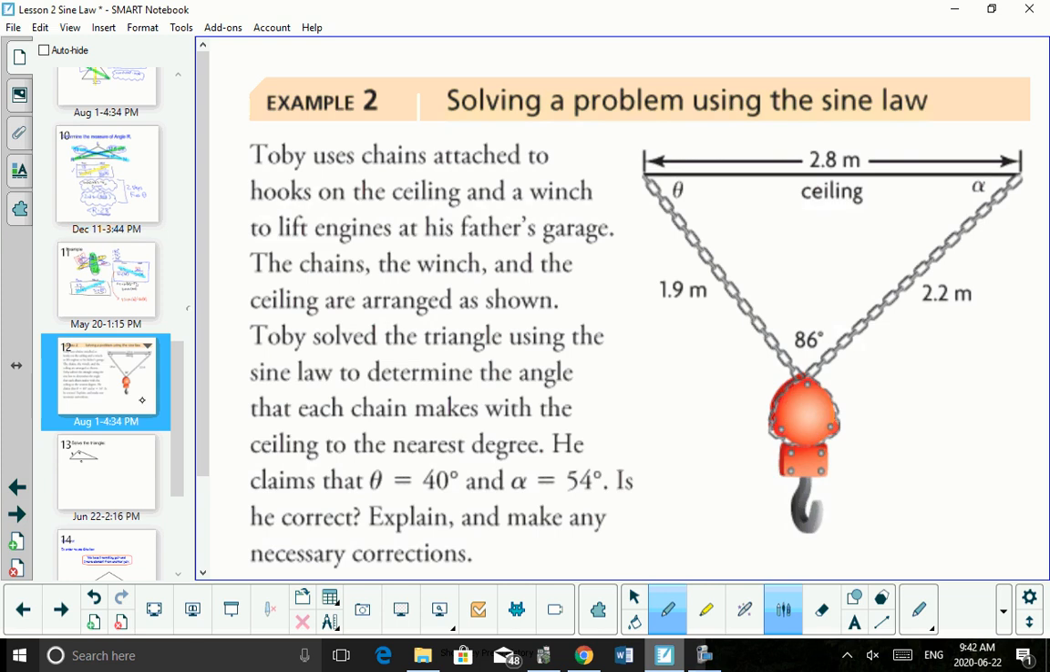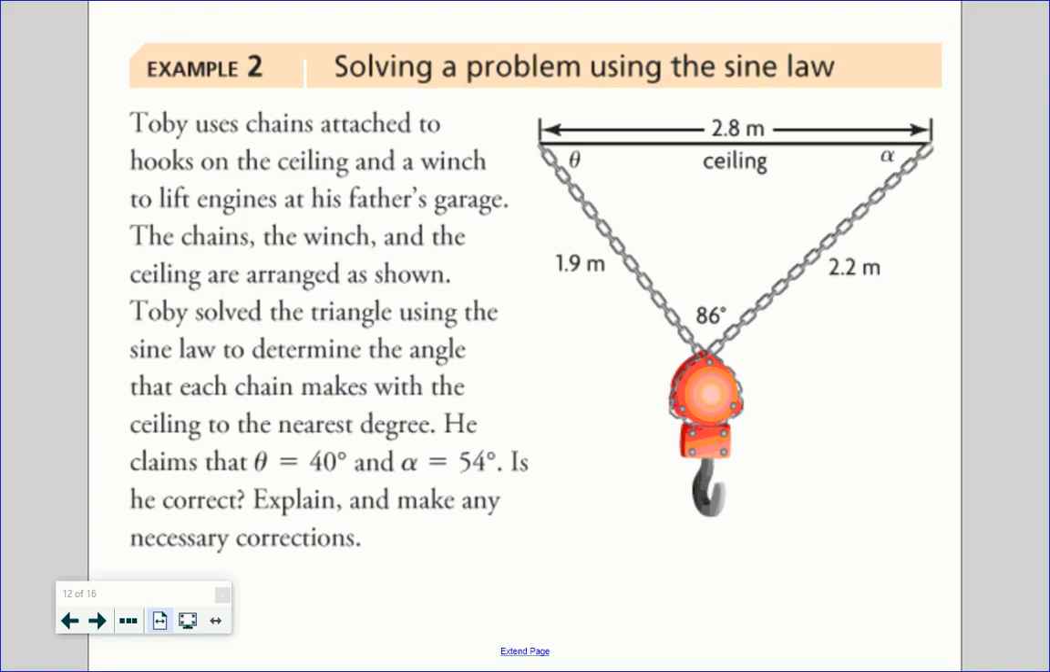Okay, so let's look at this one. Toby uses chains attached to hooks on the ceiling and a winch to lift engines at his father's garage. The chains, the winch, and the ceiling are arranged as shown. Toby solved the triangle using the sine law to determine the angle that each chain makes with the ceiling to the nearest degree. He claims that theta equals 40 degrees. So he thinks this one equals 40. Now this little symbol here is called alpha, is 54 degrees. Is he correct? Explain and make any necessary corrections.